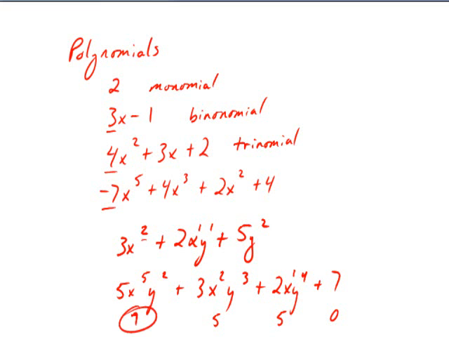So with polynomials we have certain terms like the leading term, the leading coefficient, monomial, binomial, trinomial, the degree of the entire polynomial, and the degree of each one of the terms of the polynomial.